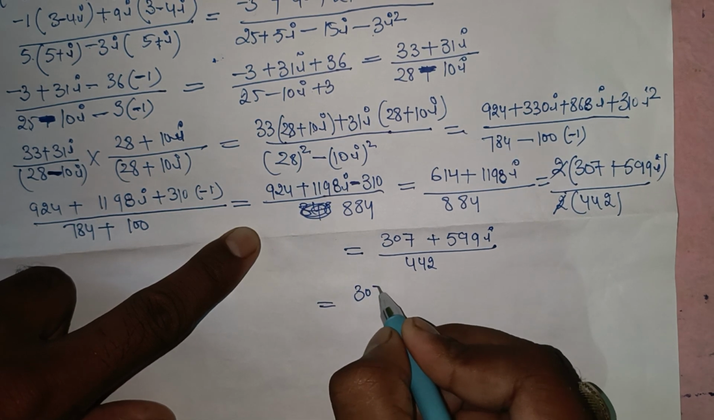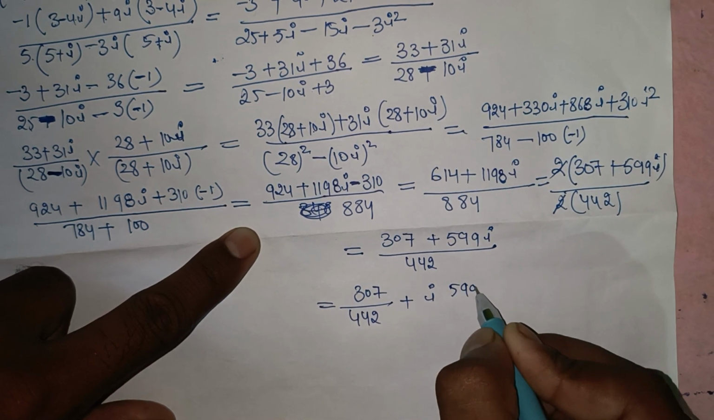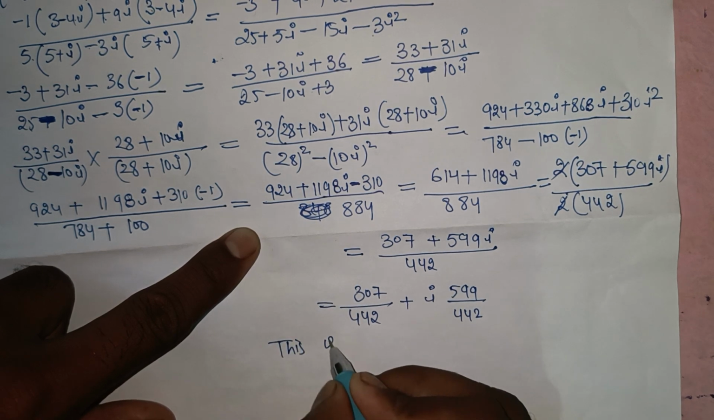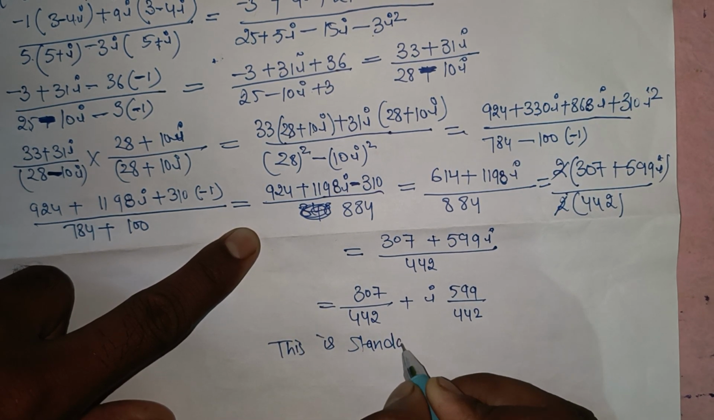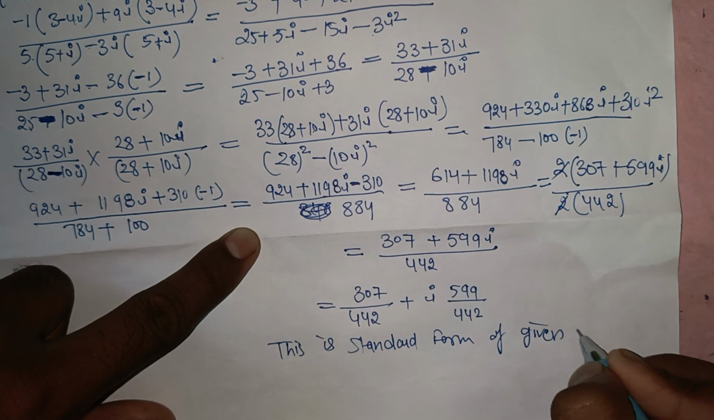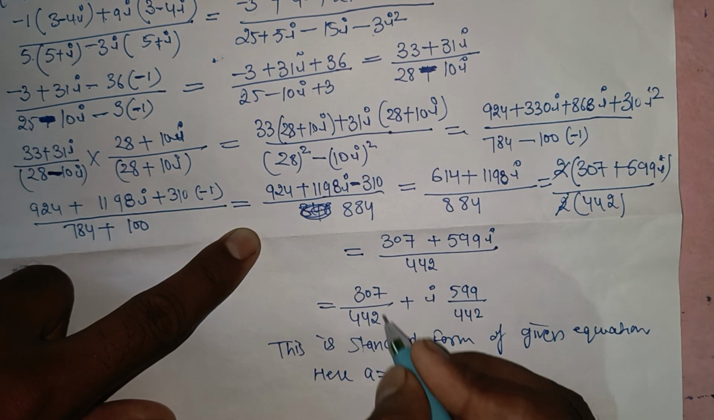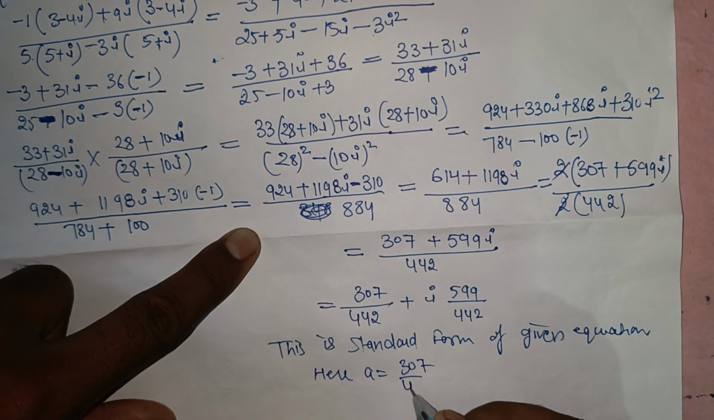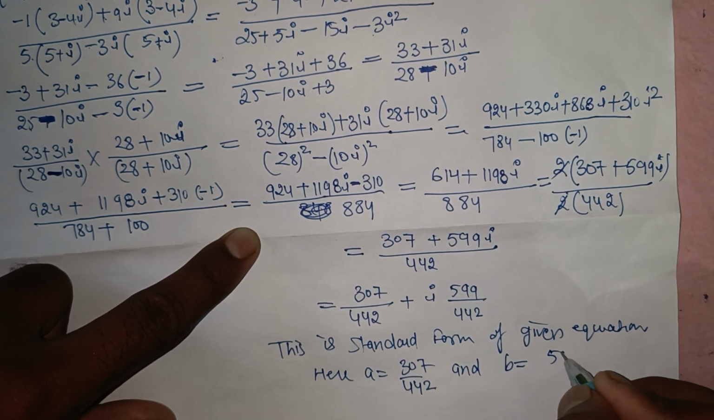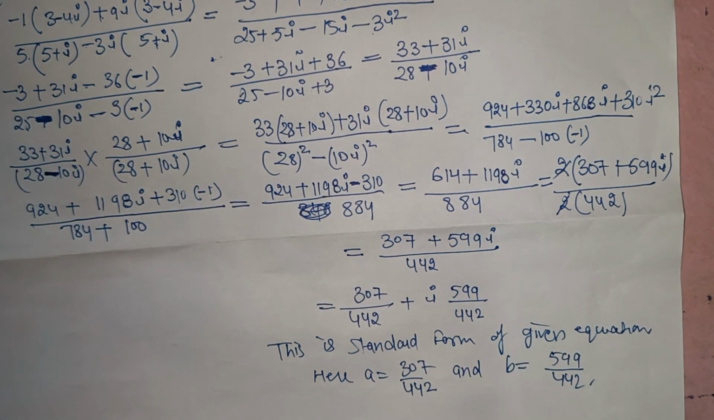Again, it can be written as 307 upon 442 plus iota 599 upon 442. This is the standard form of the given expression. Here a is equal to 307 upon 442, and b, the imaginary part, is equal to 599 upon 442. So this is all about this question.